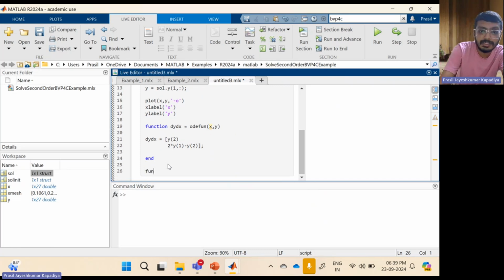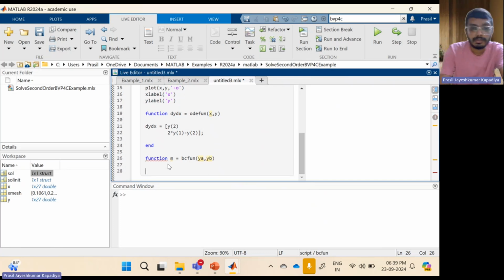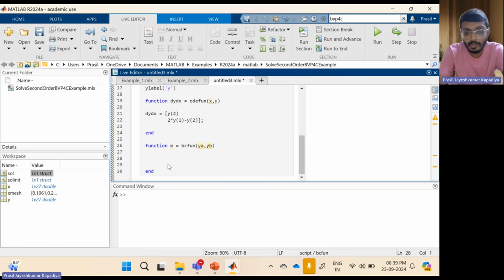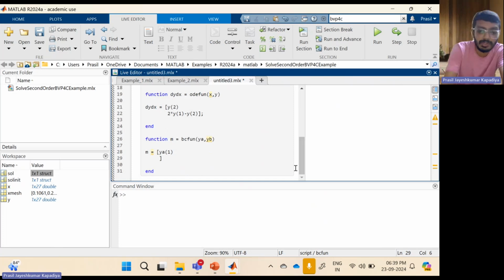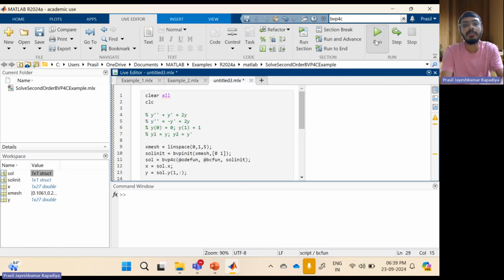Now we need to define boundary conditions. So function m is equal to bc function ya comma yb. Whatever I start, I need to end. So m is equal to, okay, what are my boundary conditions? y of 0 is equal to 0. So ya of 1 minus 0 is equal to 0. So y of 1. And my second boundary condition is y of 1 minus 1 is equal to 0. So yb of 1 minus 1. So this is my second boundary condition. So I guess I am set with the problem. So let me run this.